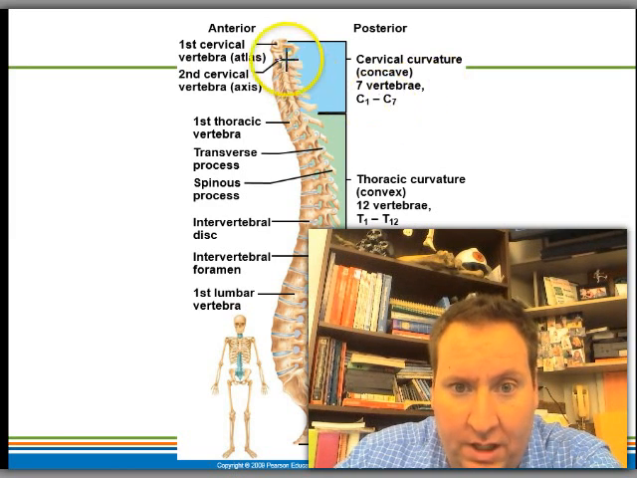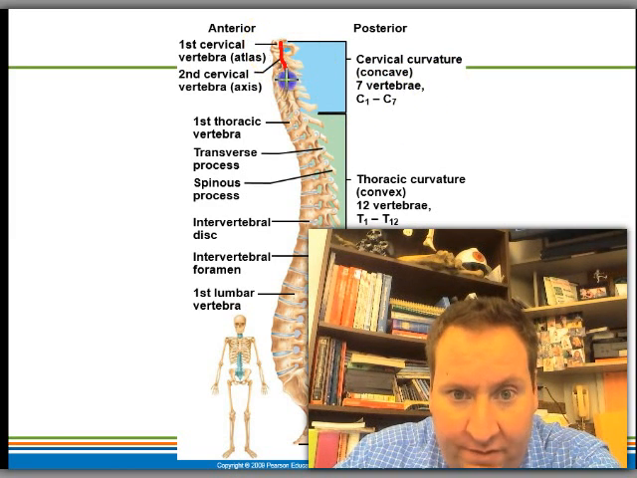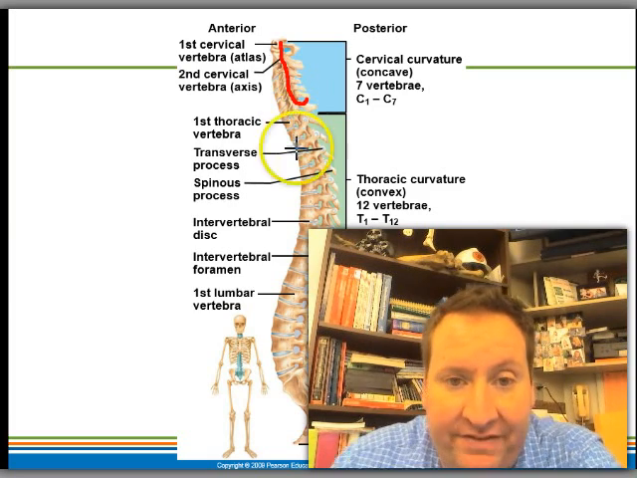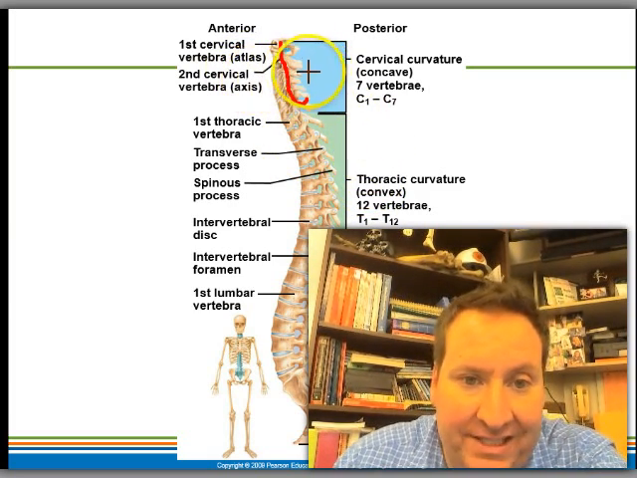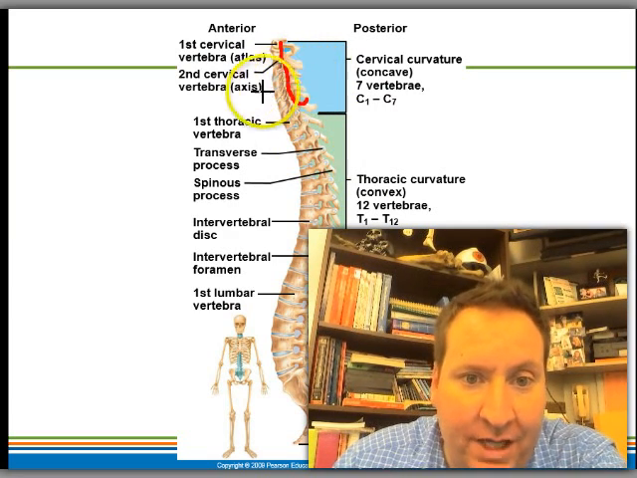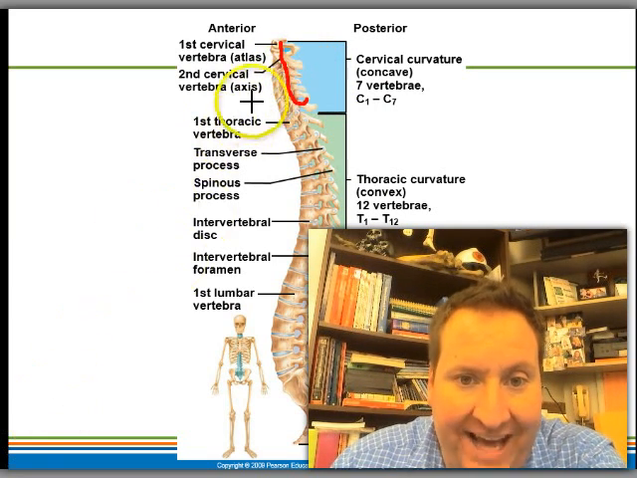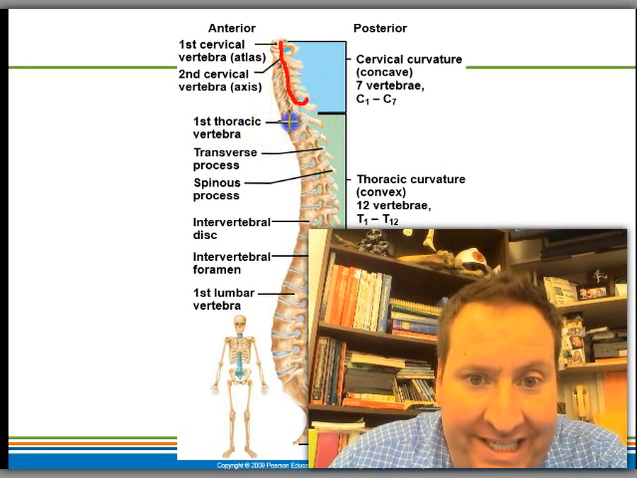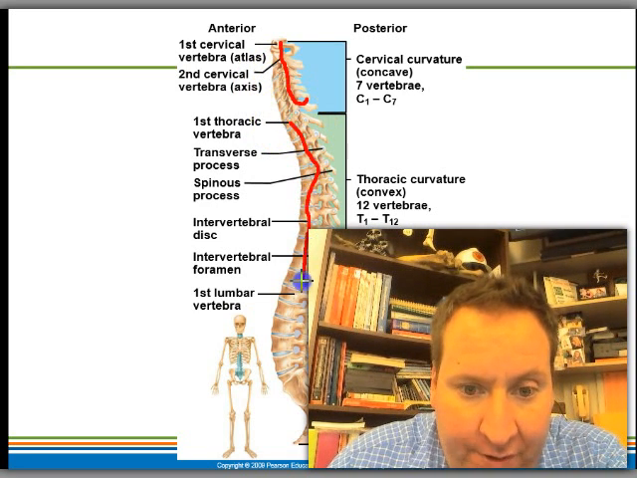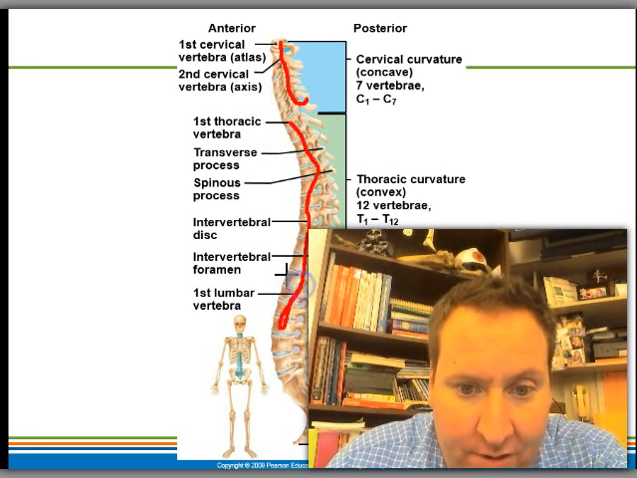You can see that these are your cervical vertebrae right here. C1 through C7 is your cervical vertebrae. The C1 vertebrae is called the atlas, and the C2 has a specific name called the axis. So you have the atlas, and then you have the axis as well. Then you have T1 to T12. These are called your thoracic vertebrae. Right there is your thoracic vertebrae.